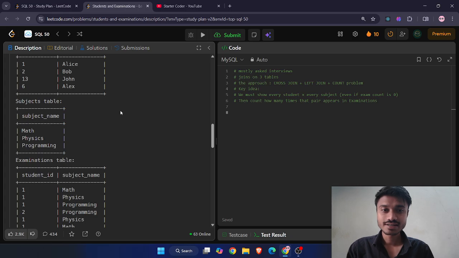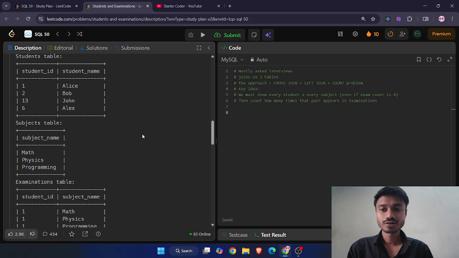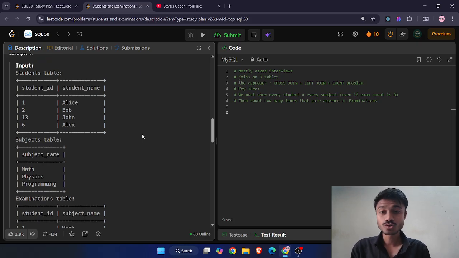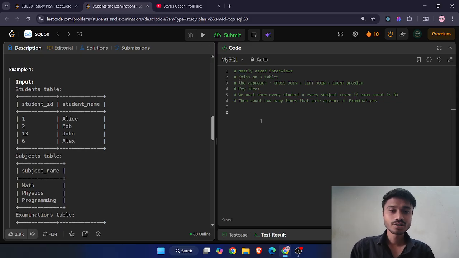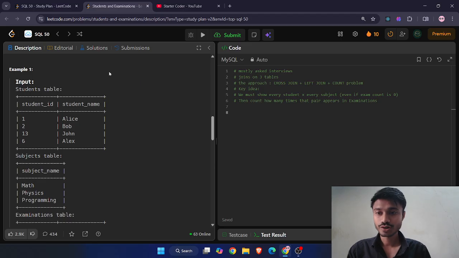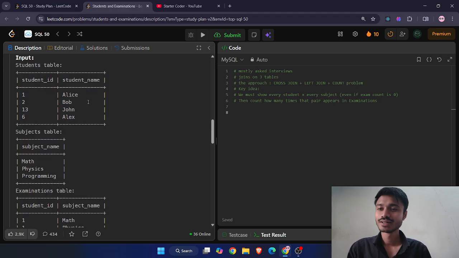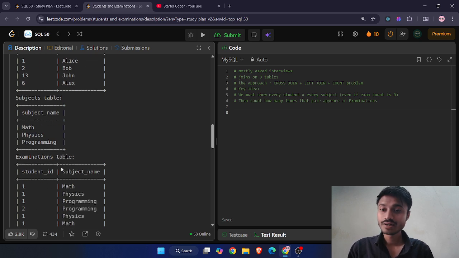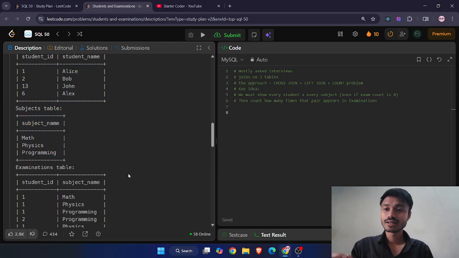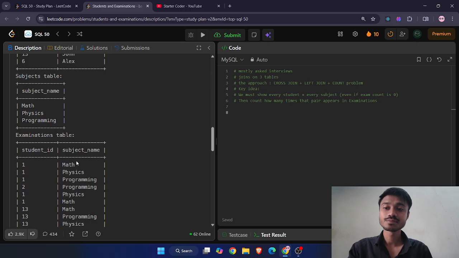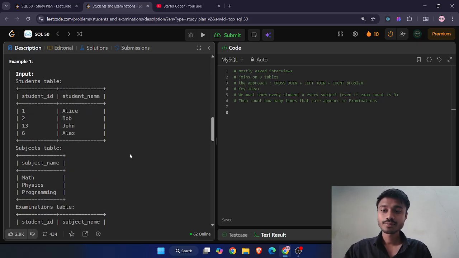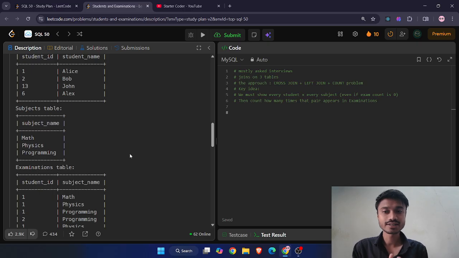This is a very classic interview question, where the interviewer will ask you how to join three tables. The approach is, we need to cross join the student table with the subject table, because each student has each subject. It is just an assumption that they are in the same class, but every student has every subject, and we need to see how many times that student attended that subject's exam. So first of all, we cross join the student table and subject table. That is the first step.